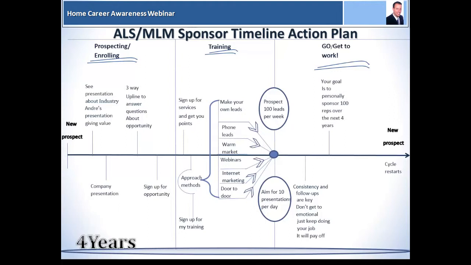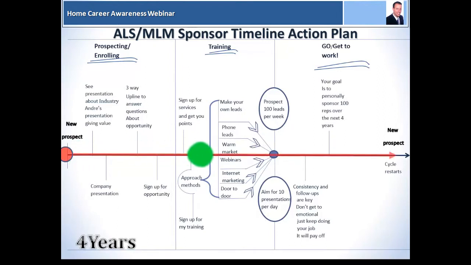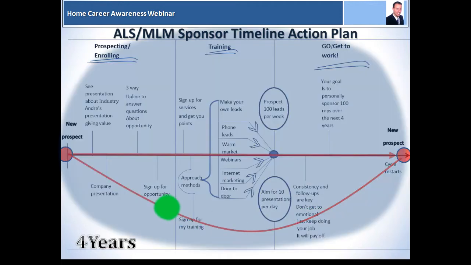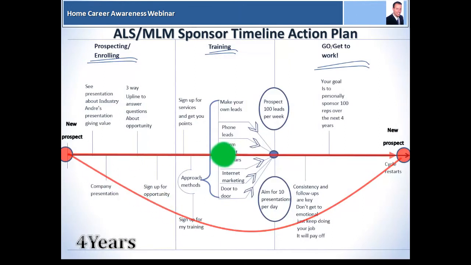So basically, the chart looks like this. You start over here. It goes all the way down to here. And then here it restarts all over here. It's a big circle. It's a cycle. It just keeps going and going.